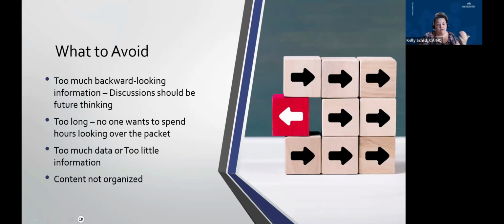Okay, so what to avoid in your packets? Don't provide too much background information. Again, we want to be forward thinkers. So using that example with the hotel contract and a food and beverage minimum: what did we spend last year on food and beverage, and do we think that we could meet this one?